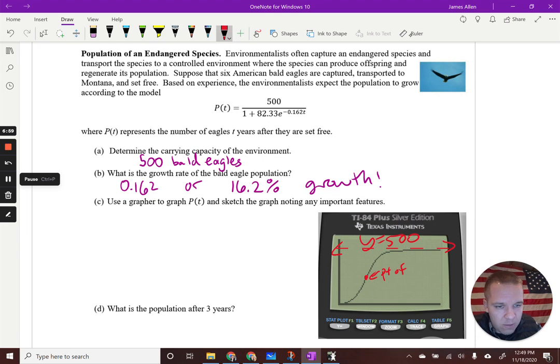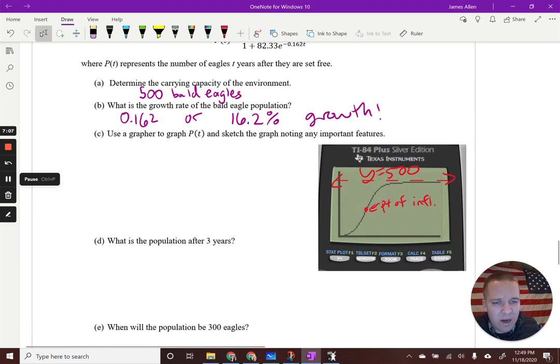Point of inflection. Let's see here. Anything else we want to do? We can label our axes. We've got our time, should be our T. And then we have our population of eagles. Cool. I think that's overall pretty good.